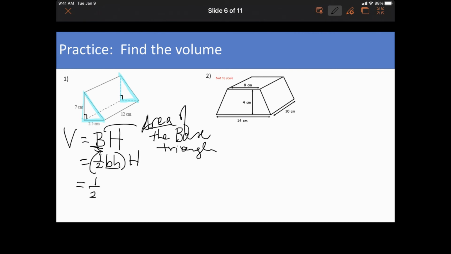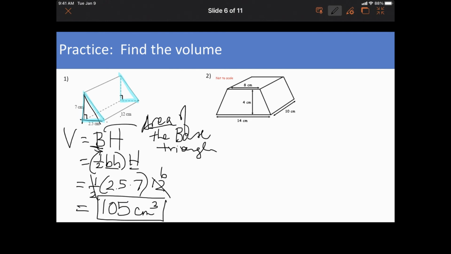So the base of this little triangle, or the triangle here, base, is 2.5 times 7. And the height, the distance between the two bases, the two triangles, is 12. Okay. So I'm going to do half of 12 is 6. 2.5 times 6. Oops. I typed subtraction instead of multiplication. My bad. So it's 105 centimeters cubed because it's volume.